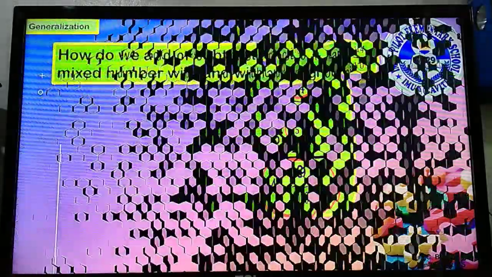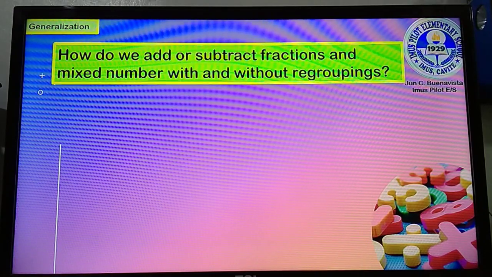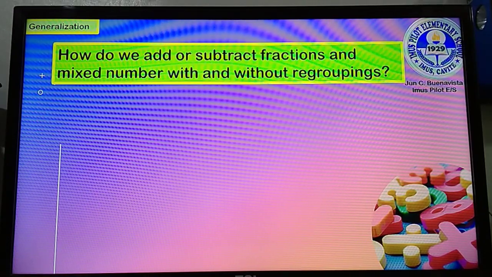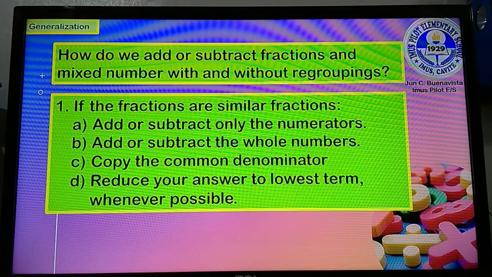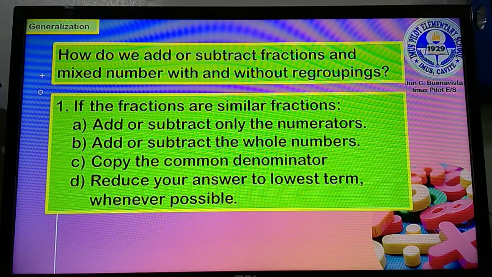So, again, how do we subtract or add fractions and a mixed number with and without regrouping? So, these are the steps in adding or subtracting fractions and a mixed number with and without regrouping. First, if the fractions are similar fractions, add or subtract only the numerators. Tandaan natin, ang ina-add lang natin or ang mina-minus lang natin ang numerator kapag parehas ang denominator.